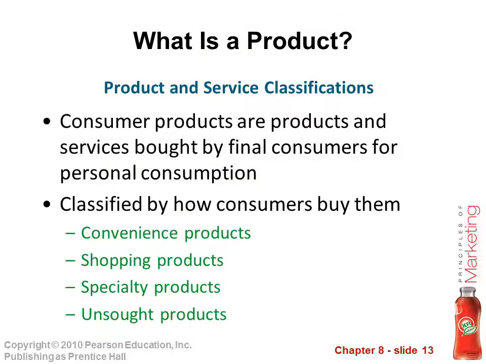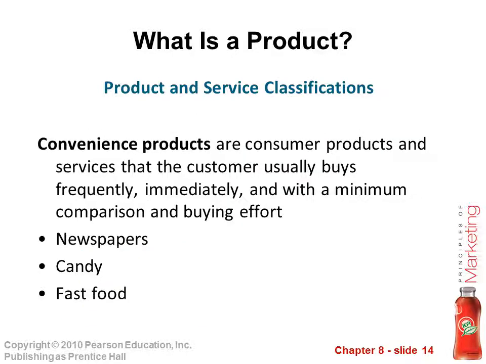The product and service classifications: consumer products are products and services bought by final consumers for personal consumption. They have four classifications. The first type is convenience products, which are consumer products and services that the customer usually buys frequently, immediately, and with minimum comparison and buying effort, like newspapers, candy, and fast food.